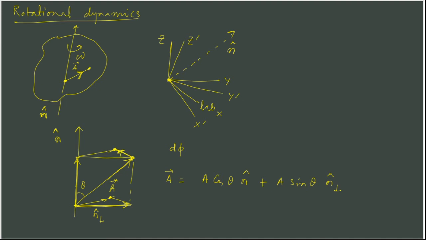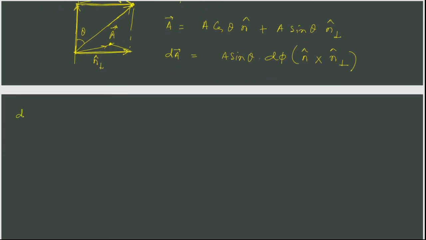The vector which designates the change in A, we call it dA, let's say. dA is easy to calculate. dA would be simply A sine theta, which is this distance, times d phi. It's more like r d phi, r being the distance, and this distance is A sine theta, the norm of this vector perpendicular to n. So A sine theta d phi, and what about the direction? The direction is of course perpendicular to this plane, and the unit vector perpendicular to the plane and into the plane is defined by n cap cross n perpendicular. That's it. So this is our change in A. This change can be written in a useful form in this way.